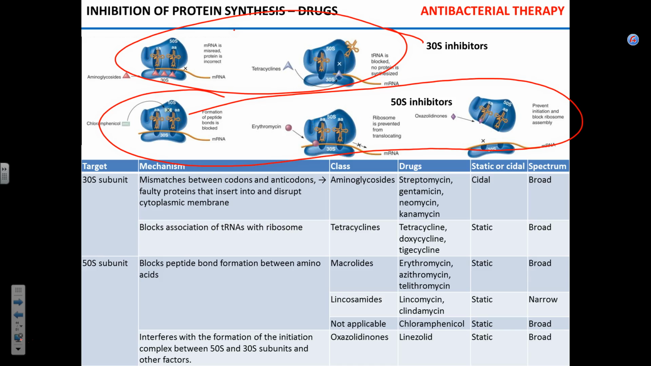So, 30S: aminoglycosides. Remember we talked about Selman Waksman, how he discovered aminoglycosides, actinomycin, neomycin, streptomycin. Turns out when they bind the 30S subunit, which you see illustrated right here, they change the shape of the 30S, which doesn't prevent protein from being synthesized, but the protein that is made is incorrect.